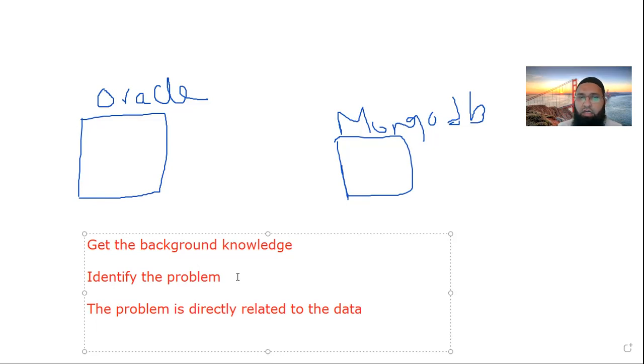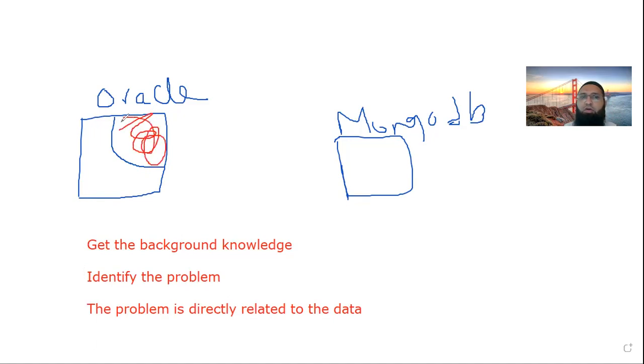So get the knowledge, identify the problem. When you have the knowledge of the problem, then you immediately know which data you should be picking. So let's say this is the data that you want from Oracle. This is the data which you want to analyze to solve a problem. Obviously, I will not use all the data, right? So the first thing to do is to ingest. What is ingestion?